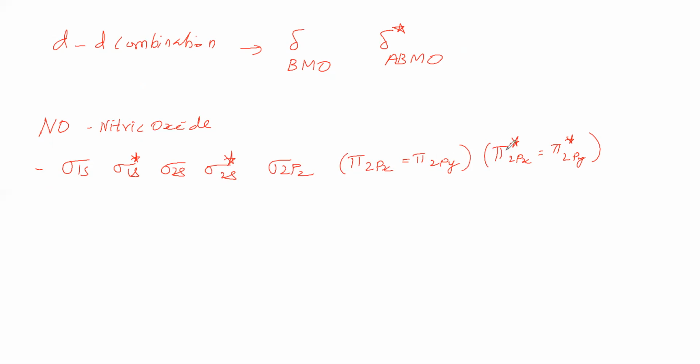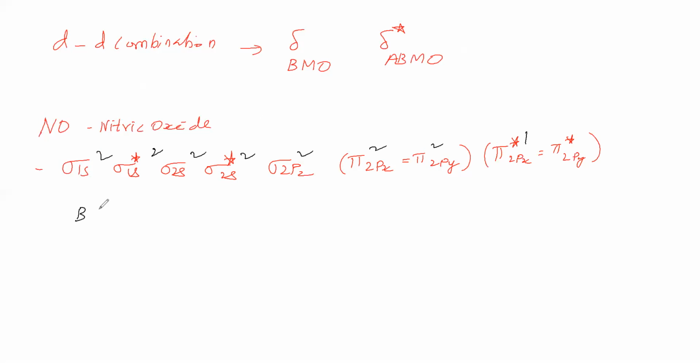Now let us fill the electrons here. Nitrogen contains 7 electrons, oxygen contains 8 electrons, 8 plus 7 is 15. Those 15 electrons will be distributed: 2, 4, 6, 8, 10, 12, 14, then 15. Okay, now one unpaired electron is present, therefore it is paramagnetic, we can say.